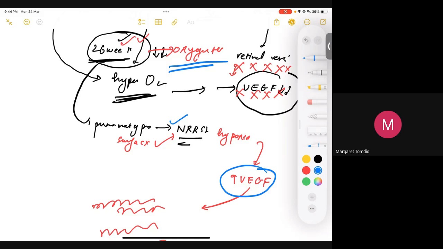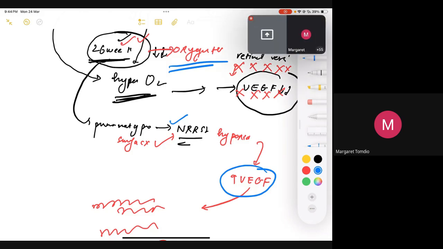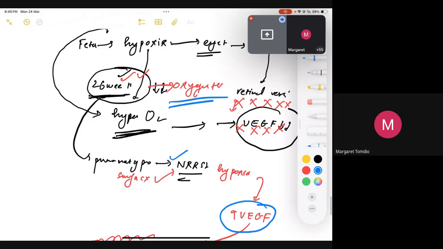I have a little bit of a question. Does it only happen to premature babies, or can it happen to any baby that receives oxygen? No, it happens to premature babies, right? In a mature baby, we already have maximal development of the retina, right? So here the problem is whenever he is born premature, we are stopping the retinal growth.